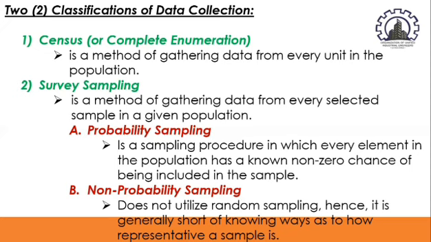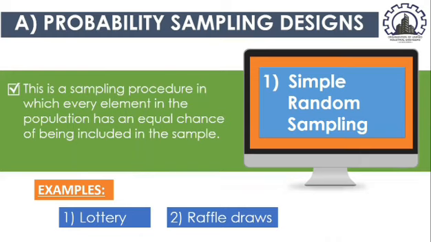Now, in order for us to better understand each one of them, let us discuss them one by one, starting with probability sampling. As you can see, the probability sampling design includes simple random sampling, stratified random sampling, systematic random sampling, cluster sampling, and multi-stage sampling. So for that matter, let us first discuss what simple random sampling is.